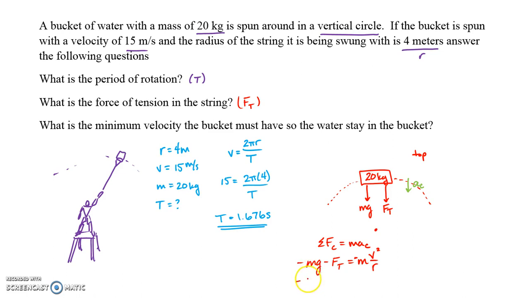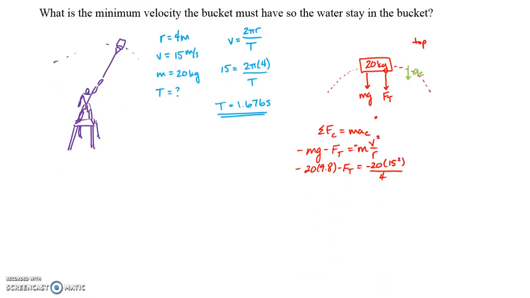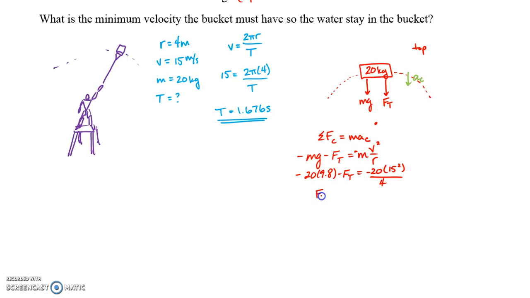So negative 20 times 9.8 minus the unknown force of tension equals negative 20 times v squared, so that's 15 squared, all over my radius of 4. All right, if I do all this work, crunch all my numbers, I get that the force of tension in the string is actually 929 newtons, which is really large. This would be one heavy bucket.